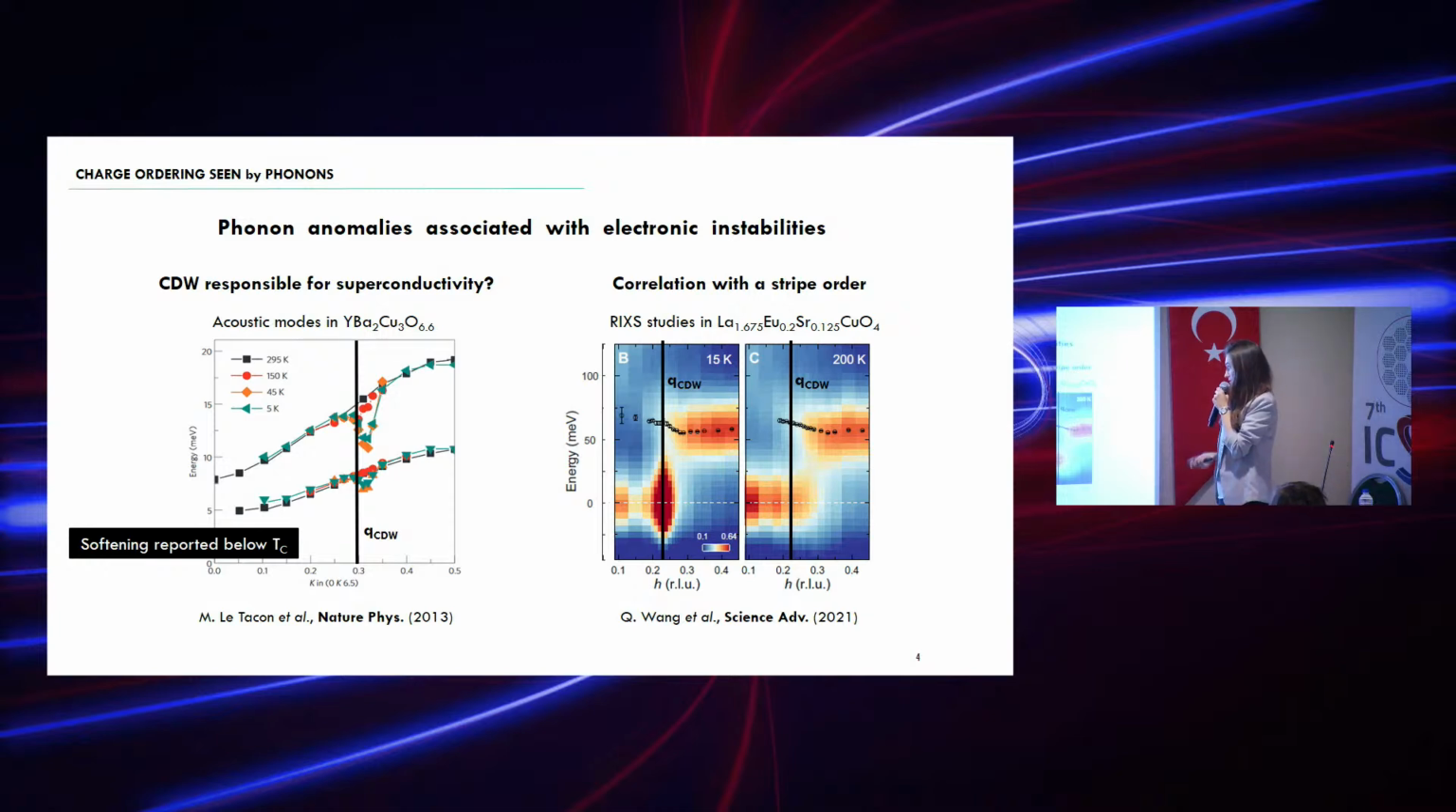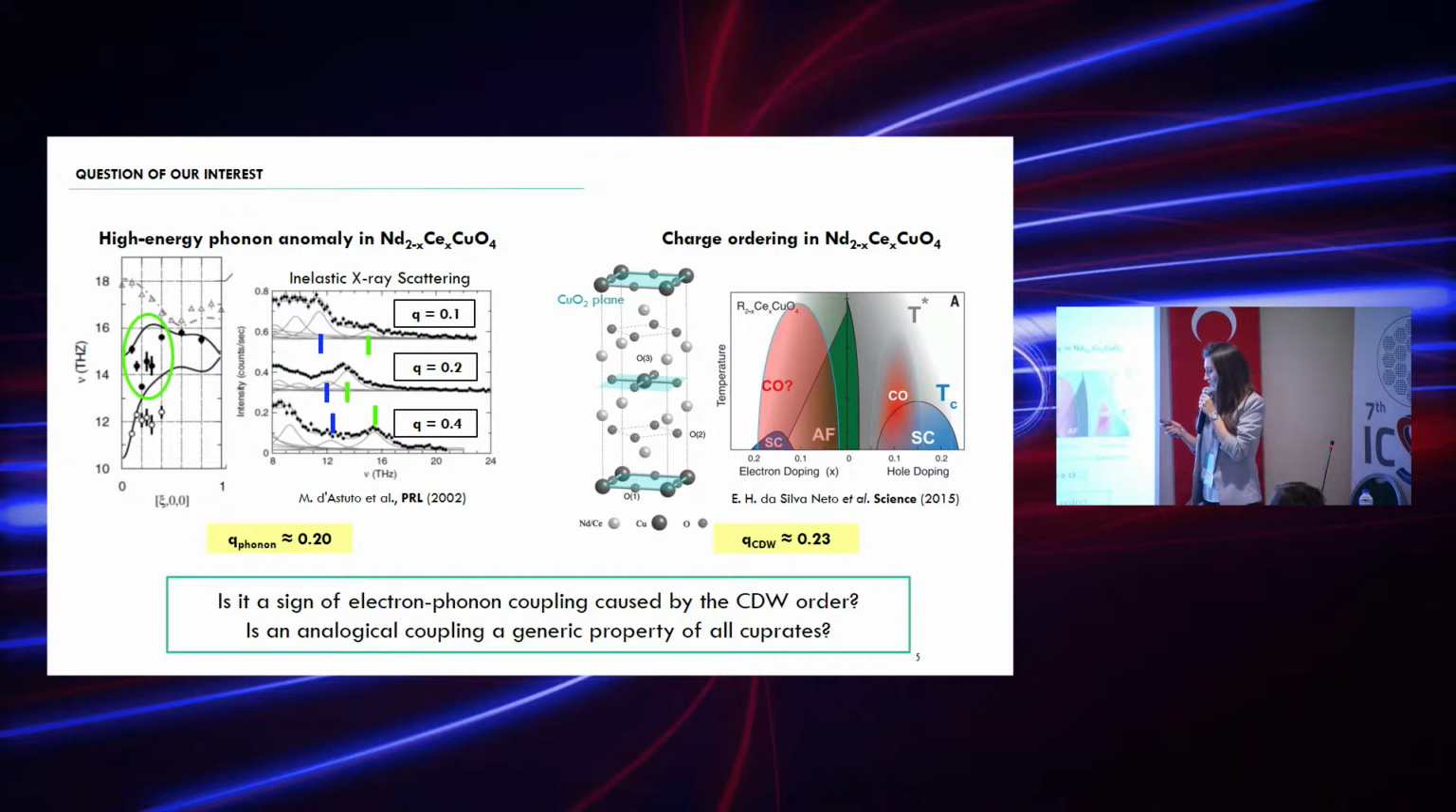However, RIXS studies are limited because of their resolution. The resolution is in the range of tens of millielectronvolts. We know better, maybe not better, but different techniques that can also explore phonons more carefully. And that's why here I'm showing results from the inelastic X-ray scattering technique and anomalous softening of a high energy optic phonon mode for neodymium cerium copper oxide.